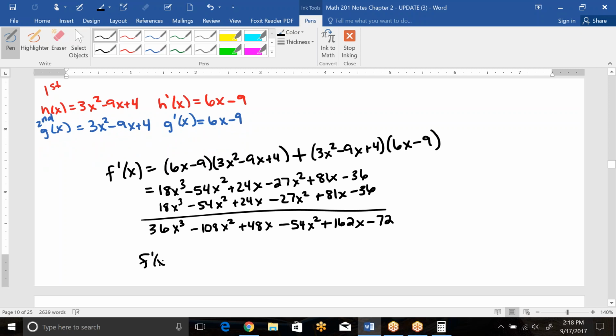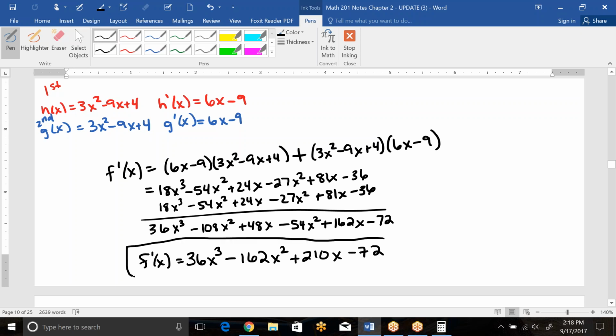So f prime of x would actually be 36x cubed. We have a negative 108 and a negative 54. If you add those together, that's negative 162x squared. 48 plus 162, it should be 210x and then minus 72. So there is the derivative of that one.